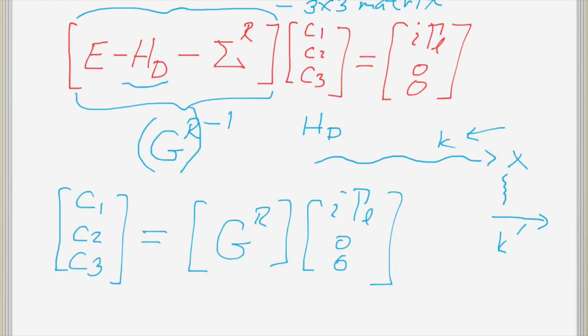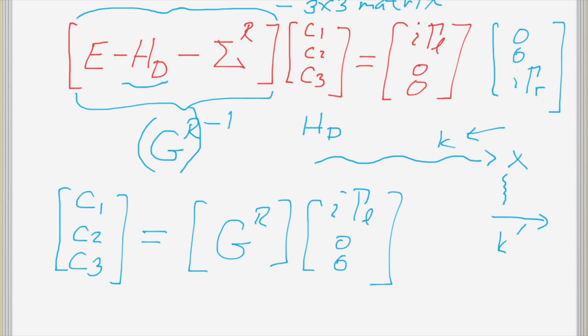If we then write this 3x3 matrix formally as E minus H sub D minus sigma, then our equations for the wave functions in the device are given by this in red. And this would be the solution for C1 through C3 due to injection from the left. Similarly, you get the same thing for injection from the right, just changing the right-hand side vector from what is written here to 0, 0, i gamma sub r. That would be the only difference. And then you have the wave C1 through C3 due to injection from the right contact.